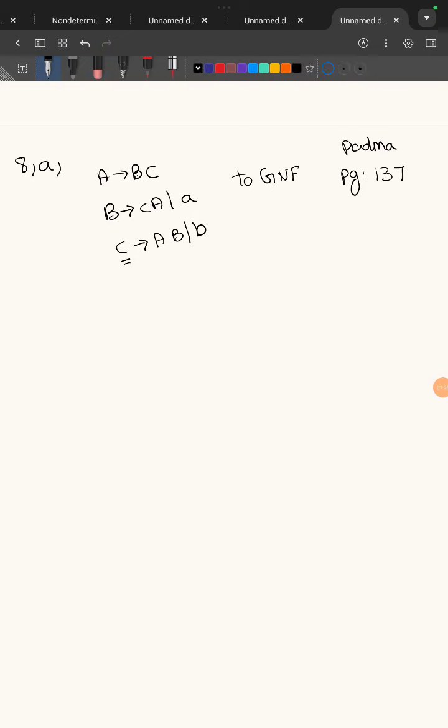Now to convert the given grammar to Greibach normal form, first you have to check whether the given grammar is in CNF, that is Chomsky normal form, or not. So what is the rule? A should be deriving BC, or A should be deriving a single terminal a. This is the format of Chomsky normal form, right? If you see, everywhere it is two non-terminals or a single terminal. So the given grammar is in Chomsky normal form already. You need not worry about that.